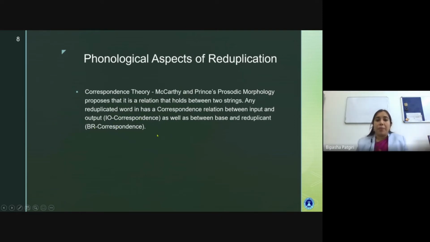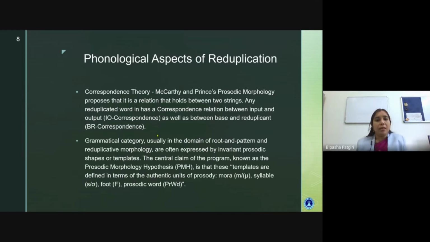So we are not going to show you all the details of this, but these are just the introduction of what is lying ahead in discussing the phonological aspects of reduplication. Another interesting framework is that grammatical categories, which are usually in the domain of root and pattern and reduplicative morphology, are often expressed by invariant prosodic shapes or templates.